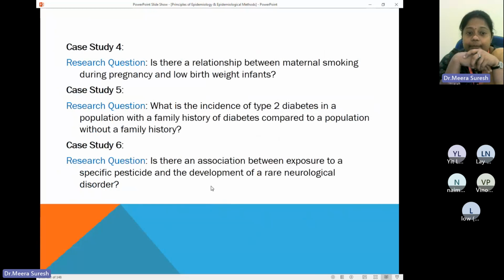Now it is case study number 4. I want Naim and Alison to answer this. The research question: is there a relationship between maternal smoking during pregnancy and low birth weight infants? Maternal smoking and low birth weight infants.